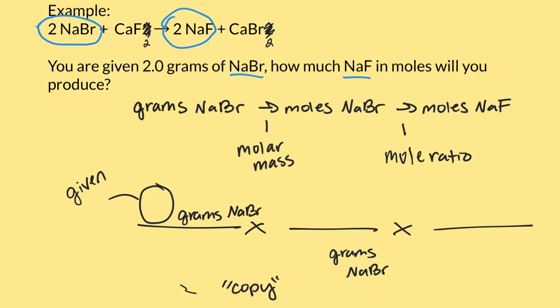And then on the top, that's where you convert. So we want to convert grams to something else. What is the next unit that I want to convert it to? Moles. So I want to convert it to moles of NaBr. So we got moles of NaBr. What should I write down here? You're just copying it down, moles of NaBr.